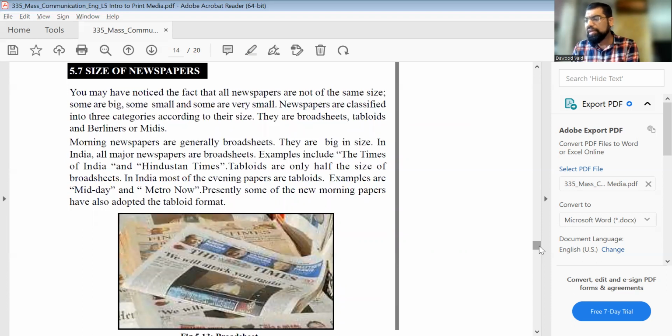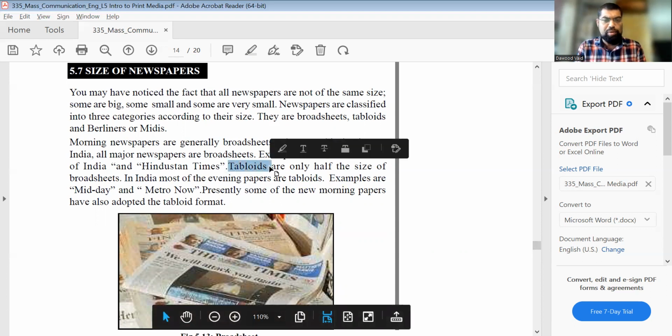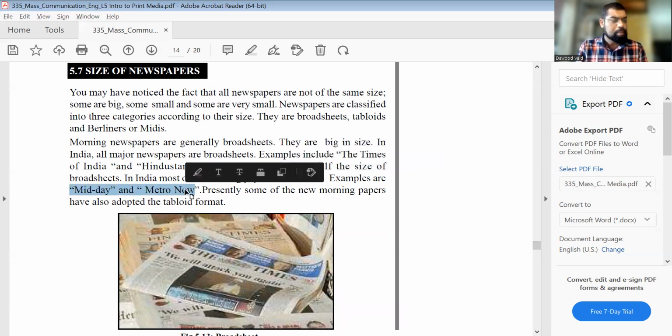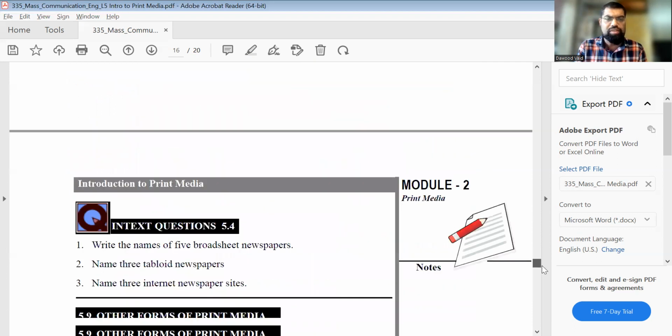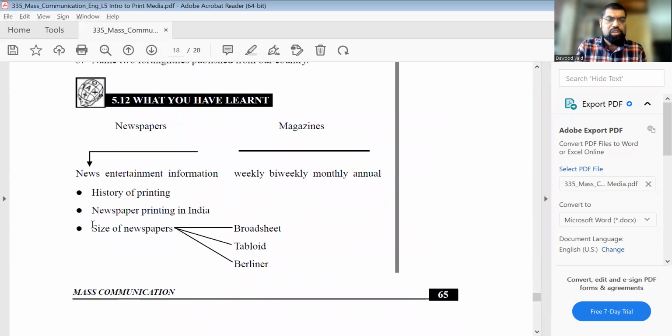Now, the most important thing to remember is tabloids. What's a tabloid? A tabloid is basically half the size of a newspaper, and usually evening newspapers are tabloids. For example, in India, the most common ones are Midday and Metro. So Midday and Metro are tabloids that we see. Internet has changed a lot of things. Just remember, newspapers can be divided according to their sizes. Broadsheet: all large newspapers are broadsheets. We also spoke about tabloids, half the size of a newspaper, evening newspapers, with Midday a very common example.